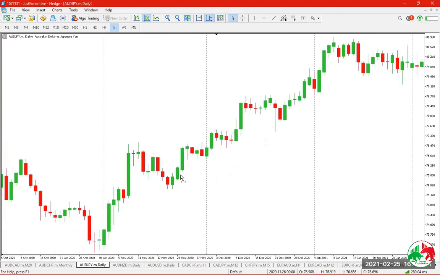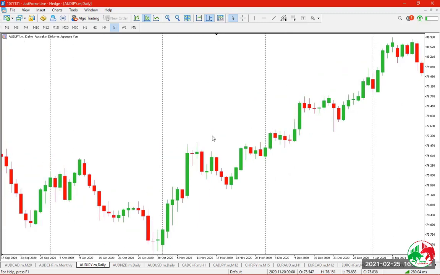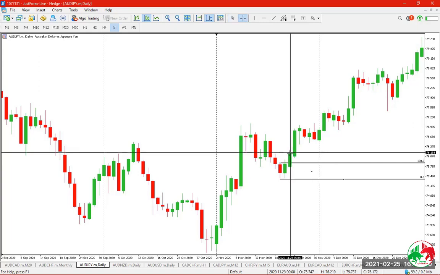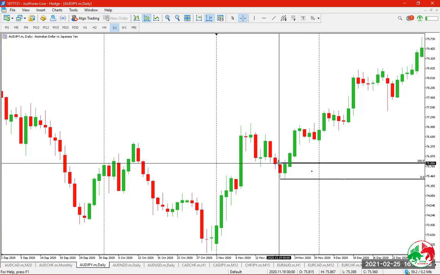Let's see another example. This was also unclean. This is a drop base, right? But it took two candles to close above the previous open price of the last seller. So it took two candles to close above this previous seller, so it's unclean.